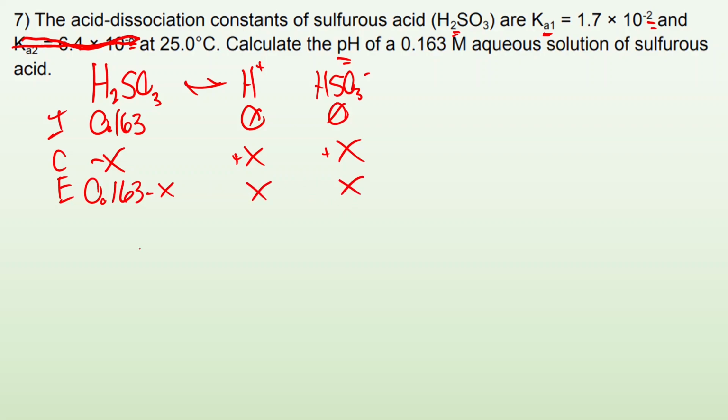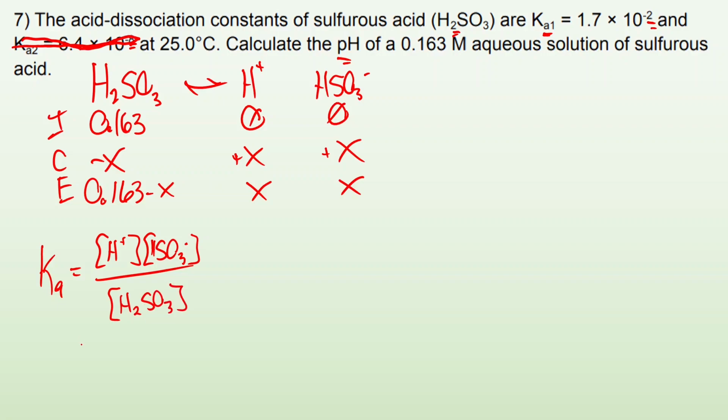So now we go, all right, well, what is my Ka expression? Well, I know my Ka expression is going to be the concentration of H plus times the concentration of HSO3 minus all over the concentration of the undissociated H2SO3. And now I can plug and chug. I have H plus is X times HSO3 minus, which is another X, so X squared divided by 0.163 minus X has to equal my Ka.